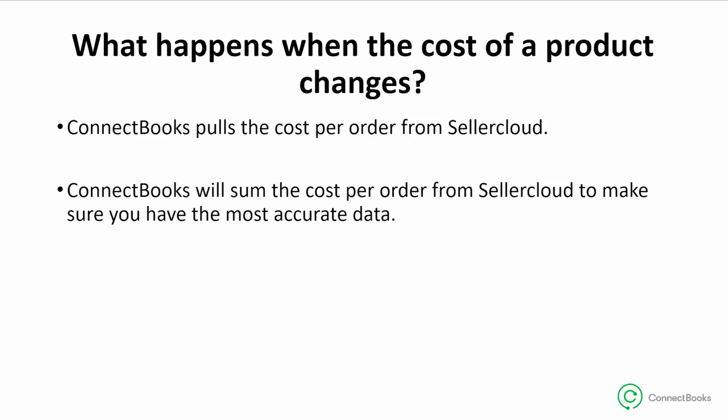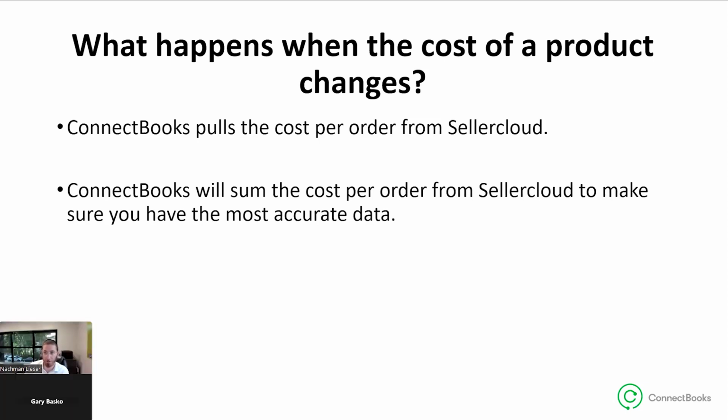When you set up your account, it's a simple sign-up process. It takes 5 minutes to create a ConnectBooks account. We connect to Amazon. We pull your data. Then we get every single order from Amazon. We take that order and we go to Sellercloud and we say, hey, Sellercloud, can you give us the cost of this order? So let's say one order costs you $5, one order costs you $6. That won't be a problem. ConnectBooks saves it per order.